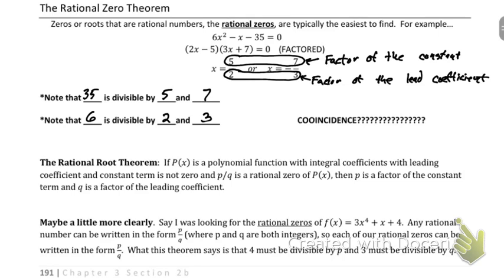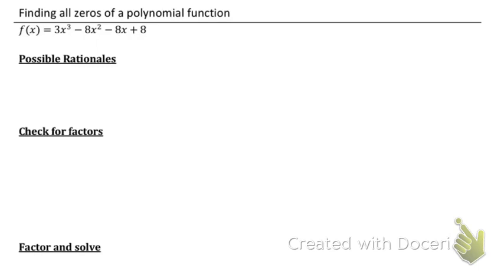So what does this help us do? Well, if we have a big, long equation that we don't know how to solve, we can use the rational zero theorem to narrow down what possible rational solutions can be. It's not going to list which ones are your actual zeros, but it'll narrow your list from infinity down to a much smaller thing that we can just test and check to see if it works. So let's look at what that looks like on the next page. I need to find all zeros of the polynomial function 3x cubed minus 8x squared minus 8x plus 8. On, I believe, Friday, we'll learn how to factor that if it's factorable.